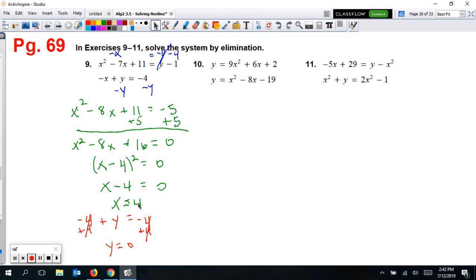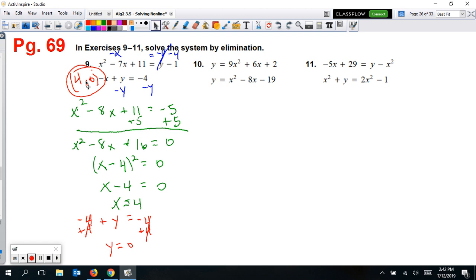So our answer for this one, again, x equals 4, y equals 0. Our ordered pair is 4, 0. So that's right up here next to the equations, next to number 9. There's our answer, 4, 0. So the intersecting point of where this parabola, the U shape, and this line is just going to be one place at 4, 0.